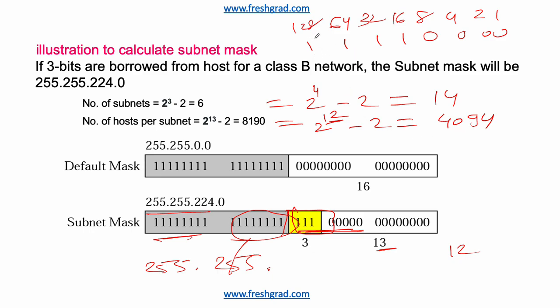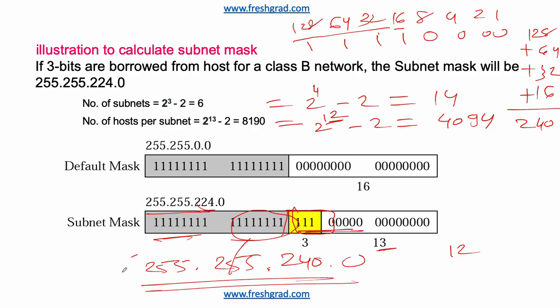Now we need to calculate 128 plus 64 plus 32. If you add these three, you already know the value: 224. But 224 plus 16, right? So here 128 plus 64 plus 32 plus 16 is 240. Simple. You add 16 to 224, so that becomes 240. This is your new subnet mask, and this represents the network ID. For 3 bits it's this one, and for the fourth bit this is the network ID.